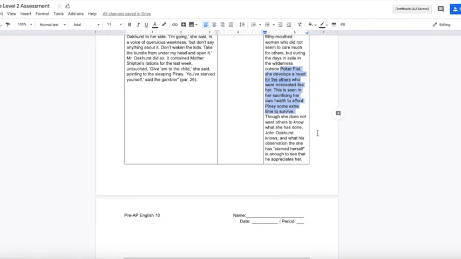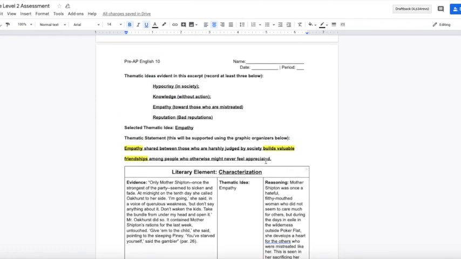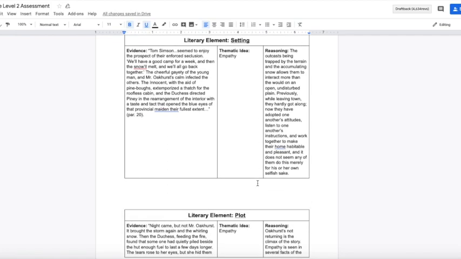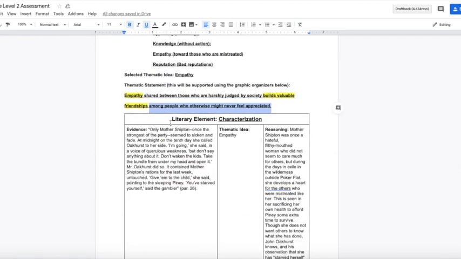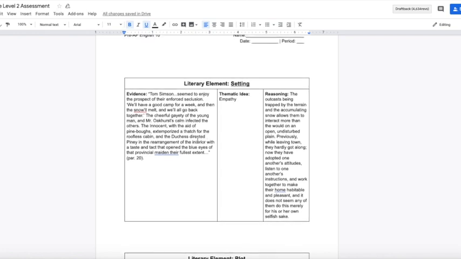Though she does not want others to know what she has done, John Oakhurst knows, and his observation that she has starved herself is enough to see that he appreciates her. Now, the appreciation part is, she might never feel appreciated. He feels appreciated on behalf of the others, especially because of the sacrifices she has made, because she empathizes with them. And that was an analysis of characterization.